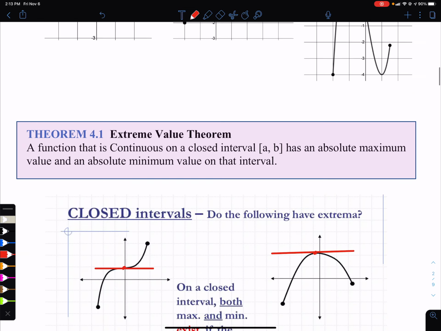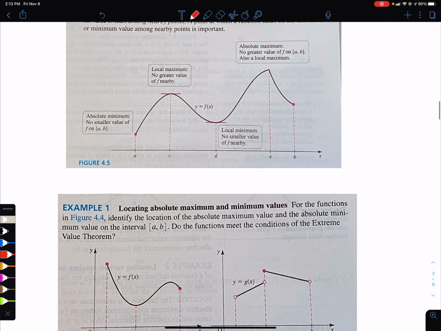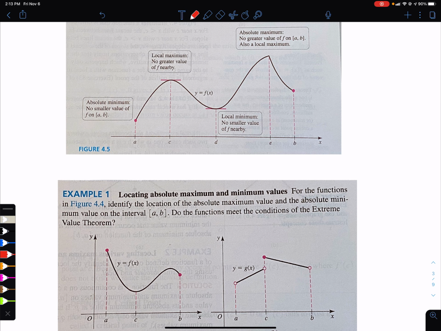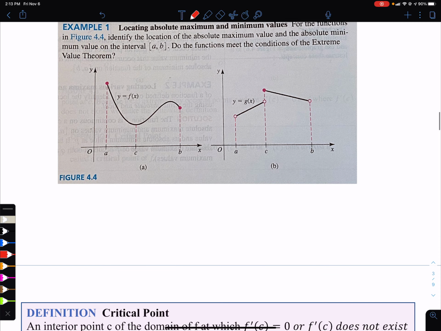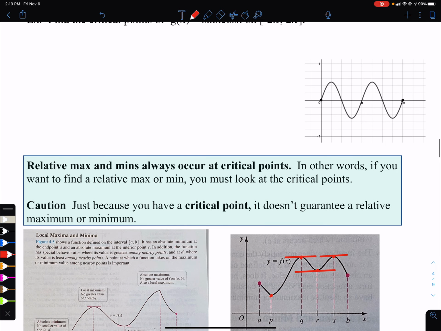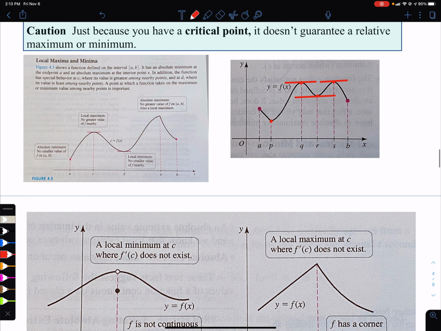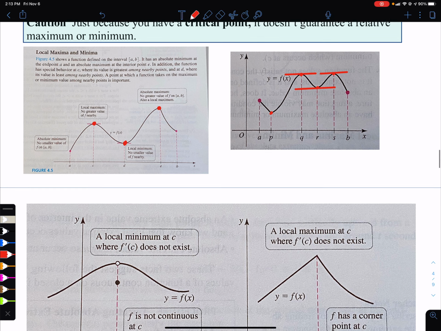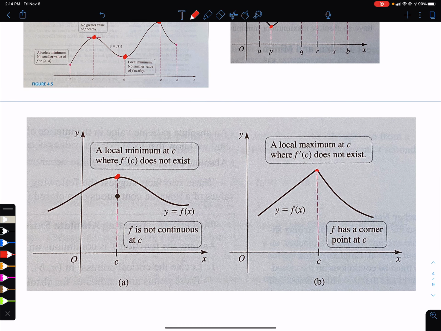We don't have to go back here. So I believe we did this one. Critical point, critical point, critical point. Critical point, critical point, critical point, critical point, because the tangent line is 0 there.